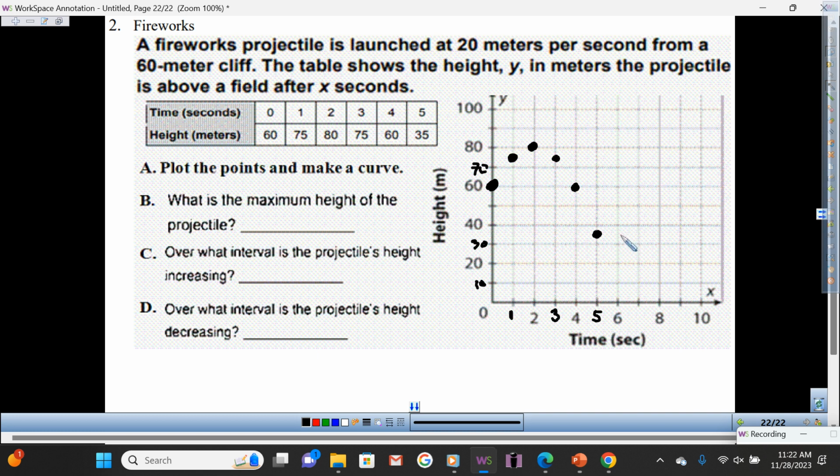All right. So look at part A. Look up really quick. I want you to circle part A and do that. Plot the points and make a curve. Did we plot the points? Yes. Have we made the curve? No. Let's make the curve. Here we go.